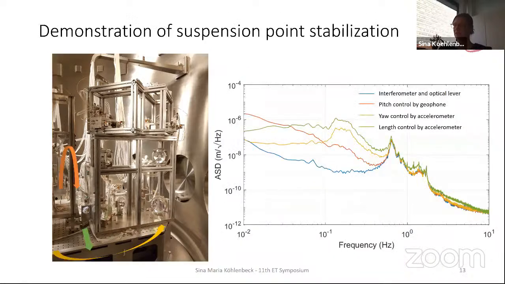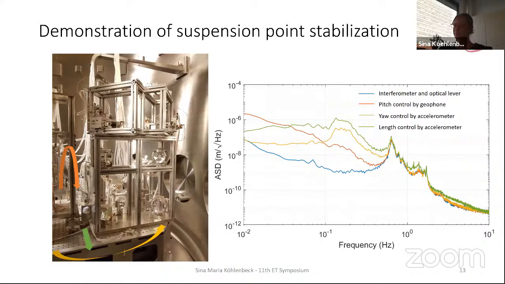And if we have a look there, then we see that we also can transfer this stability to the suspension point. This is shown on this blue curve here, where we can see if we only have inertial isolation from our inertial sensors, we can improve this noise actually by 3 orders of magnitude. So we were able to demonstrate that such a platform stabilization can in principle work.